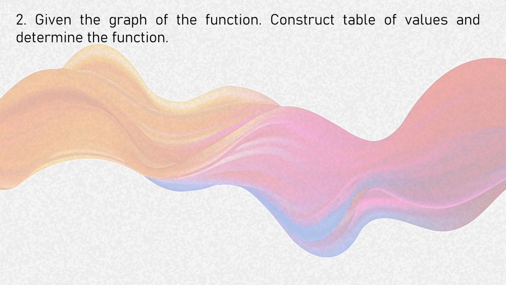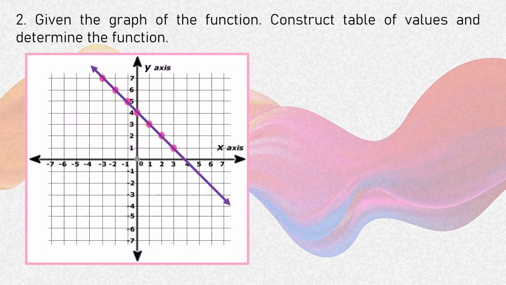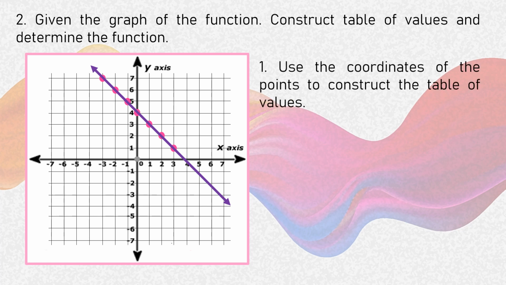Second example, given the graph of the function, construct table of values and determine the function. So, kung kanina, ang given ay function, tapos tsaka natin i-graph, dito naman, given na ang graph, hahanapin naman natin ang table of values at ang function. So, we have the given graph. Meron dyang line and then iba-ibang points or ordered pairs. So, first step is to use the coordinates of the points to construct the table of values.